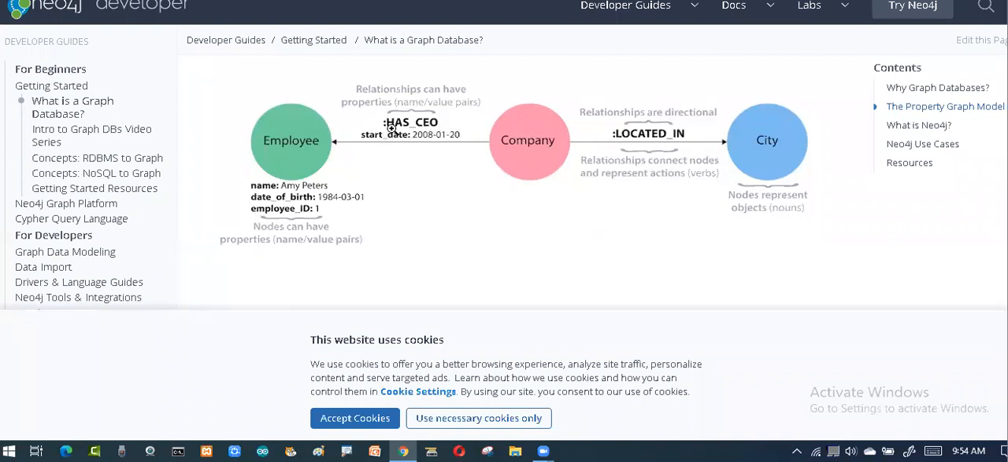I'm saying, yes, has CEO. So what is has CEO? He is a person, an employee of this company. He was the CEO, and he has a start date. Now start date is again a property, in our case an attribute. For this, we have some value. So he joined this company on such and such a date.